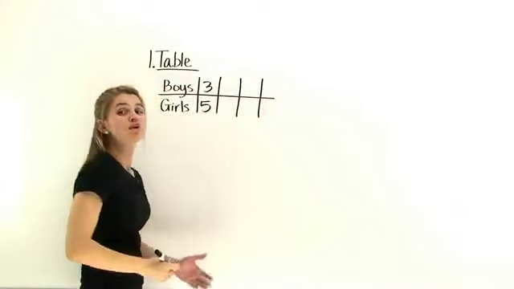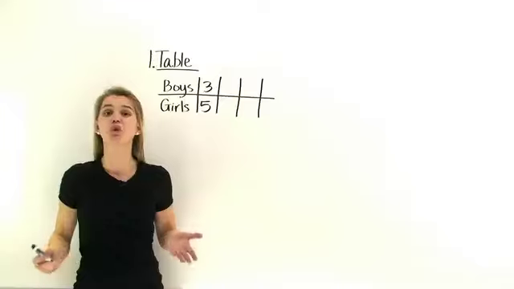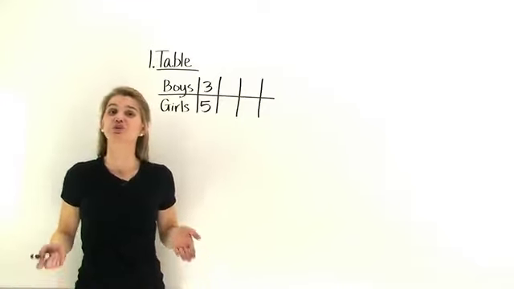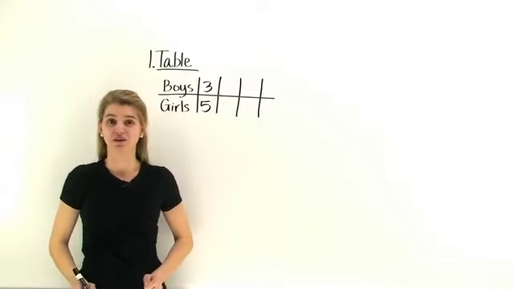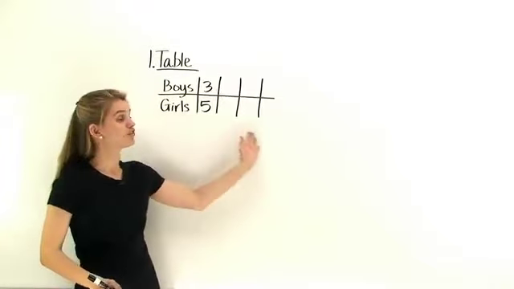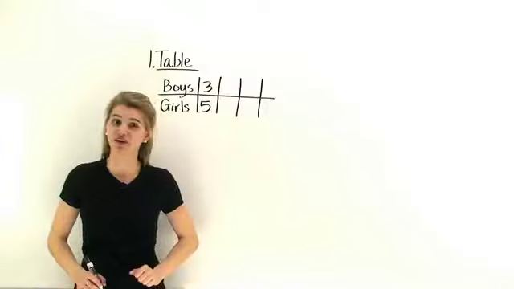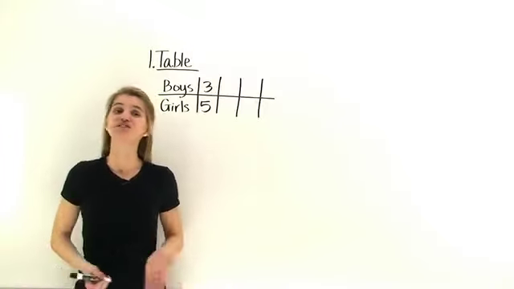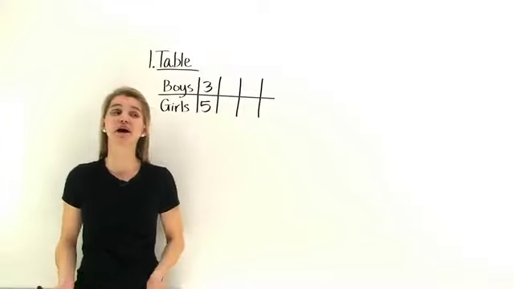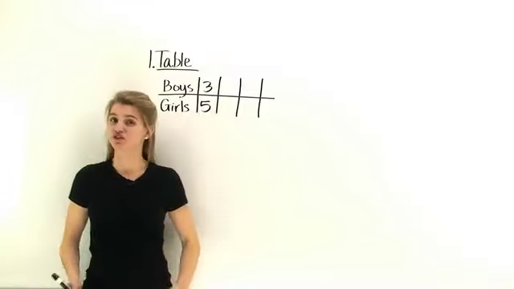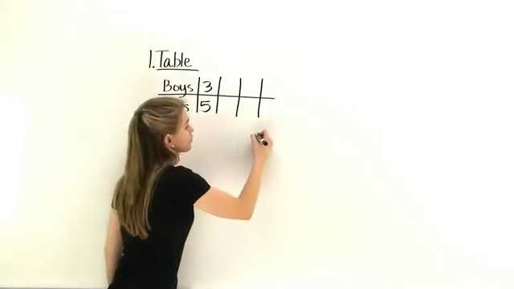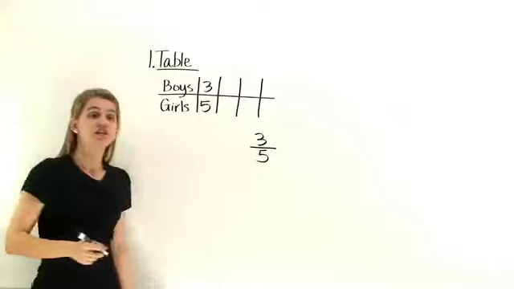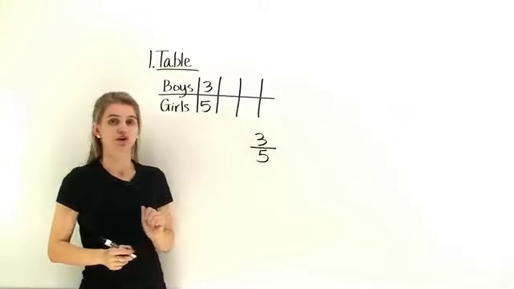Well, if we want equivalent ratios, it might be helpful to know what equivalent ratios are. Recall, equivalent ratios are ratios that have the same value. That means all of the ratios in our table should have the same value. So how do we find an equivalent ratio? Well, to find an equivalent ratio, it might be helpful to see this ratio in fraction form. If we write this ratio in fraction form, we have 3 over 5, the ratio of boys to girls.